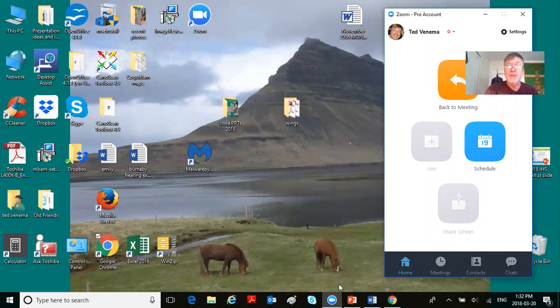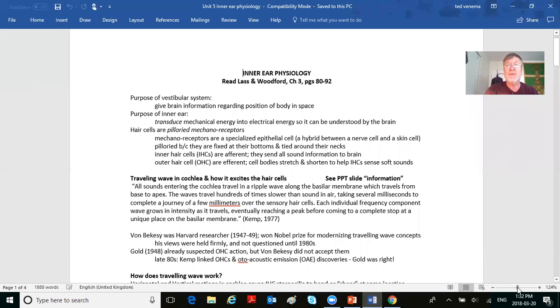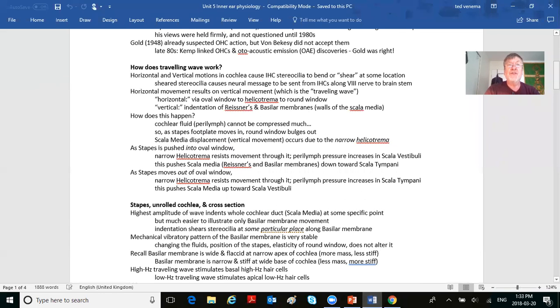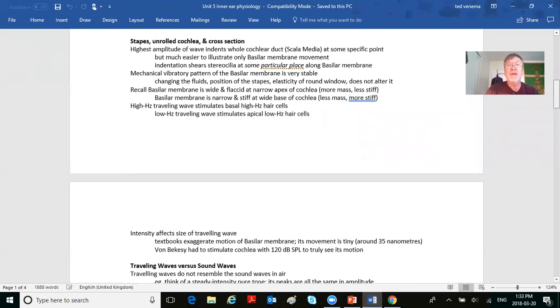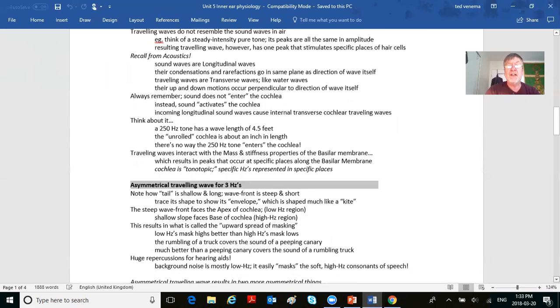All right, pull up the notes. There we are, inner ear physiology. I'll make it just a tad larger. Okay, and where did we say we'd gone up to? Well, let's look at it here. We have horizontal and vertical motions. We listed those right here. I will review, promise, always do. Then we looked at traveling waves versus sound waves. We should make sure we know the differences there. Asymmetrical traveling wave and the upward spread of masking.